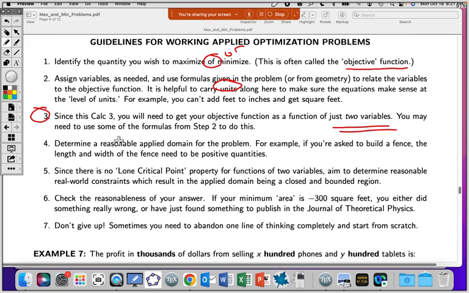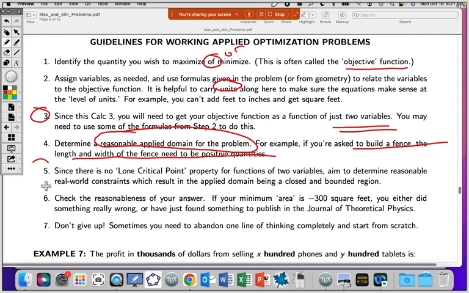Determine a reasonable applied domain. Sometimes this will help you out. Sometimes this will take the region you're looking at from an unbounded region to a bounded region. For example, if you're trying to build a fence, length and width should be positive if you're actually going to have a fence. Then again, length and width can't go off to infinity either. Okay.